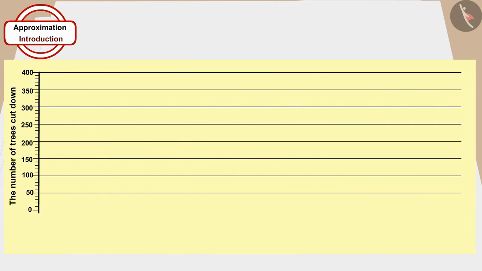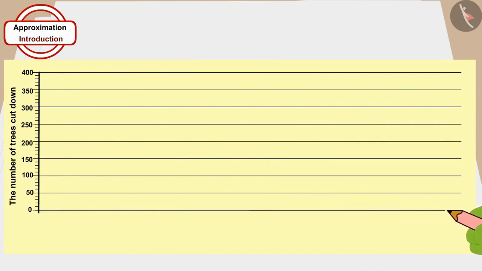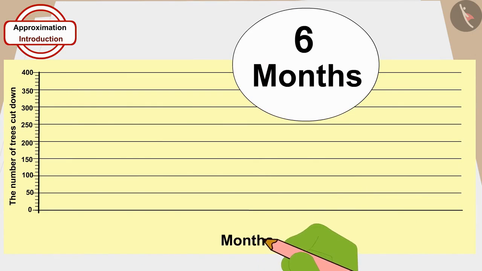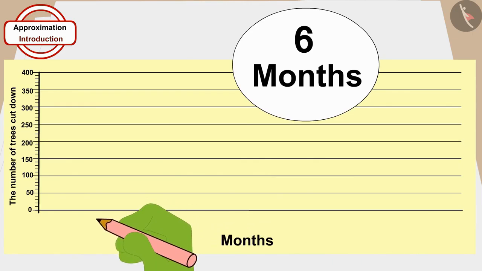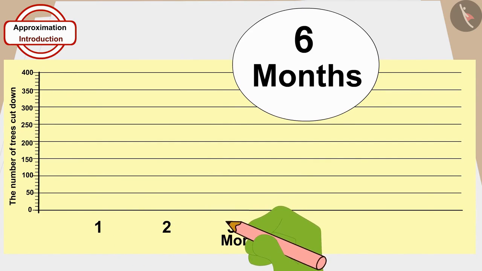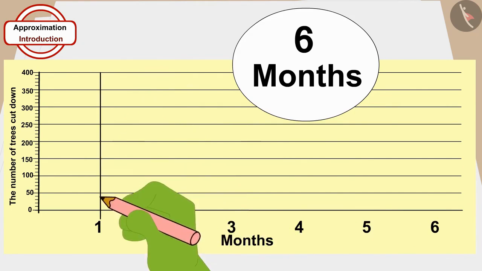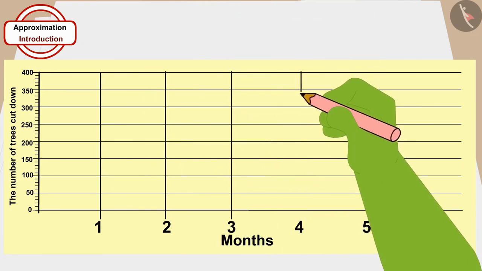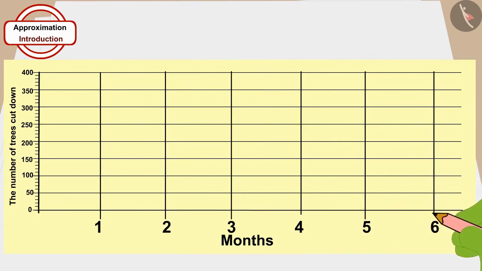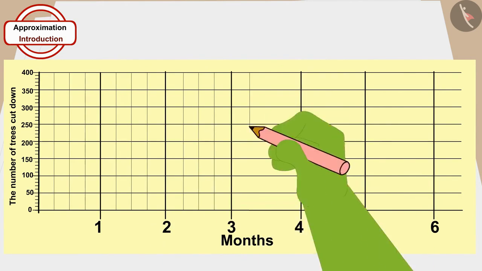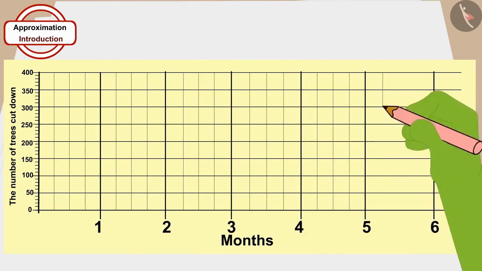Now, at the horizontal line drawn at 0, he drew vertical lines at equal distance numbered 1, 2, up to 6, because he was going to count the number of trees that had been cut every month for 6 months. And finally, he drew 3 vertical lines at equal distance between the numbered vertical lines.